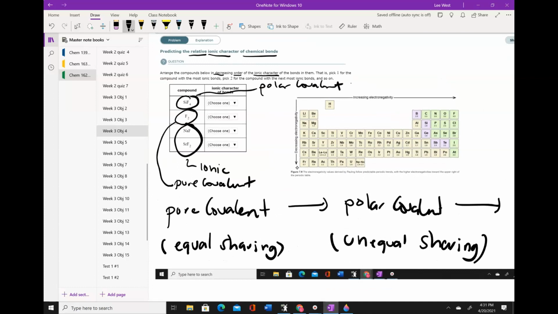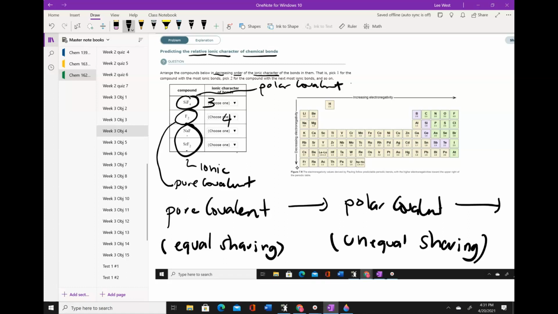I know that this is not going to be ionic at all, so I'm going to put that as 4. And then this is polar covalent, so it's not ionic at all, but it's not pure covalent. So that's going to be number 3. And then my difficult one is going to be ranking sodium fluoride and strontium fluoride.